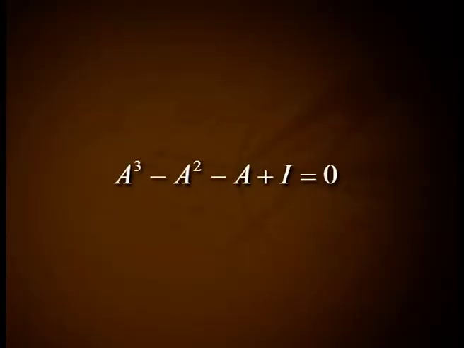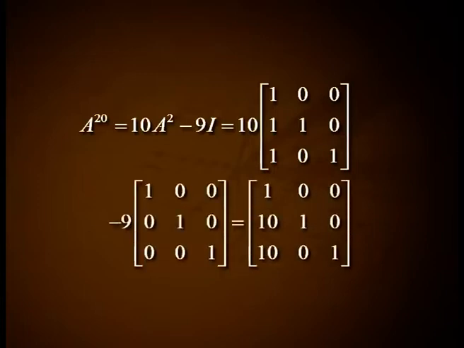Now, from A^3 - A^2 - A + I = 0, we have A(A^2 - I) = A^2 - I, and hence A^20 = 10A^2 - 9I, which is equal to 10 times the matrix [1 0 0; 1 1 0; 1 0 1] minus 9 times the identity matrix [1 0 0; 0 1 0; 0 0 1], which is equal to the matrix [1 0 0; 10 1 0; 10 0 1].